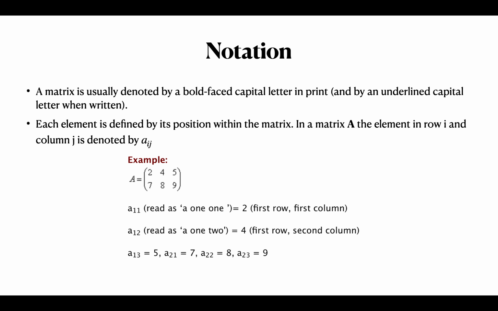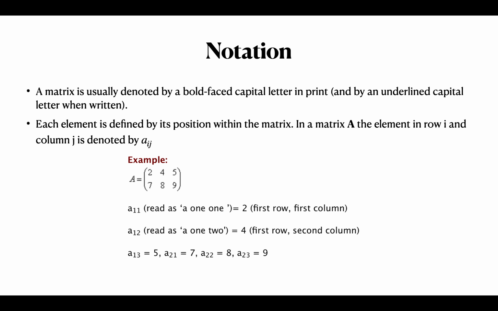A13 is 5. Okay, it's the first row, third column, and that element is 5. A21: again, you go to the second row and the first column and you get 7. A22 is 8, second row, second column. And the last one, A23, which is the element on the second row and in the third column, is 9.